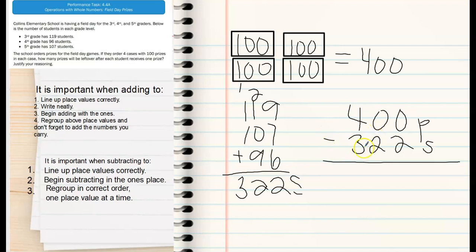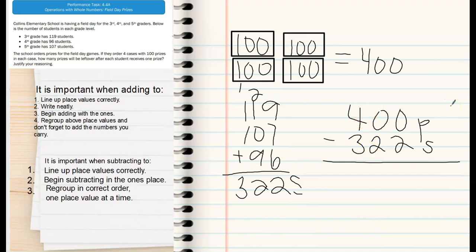Next, we need to take away the total number of students from the total number of prizes, making sure to line up our place values correctly and to write neatly. Let's begin subtracting in our ones place. If I have 0 ones minus 2 ones, I would know that's not possible. So what I would need to do is regroup if I have any tens. Since I don't have any tens, then I need to regroup with my hundreds.